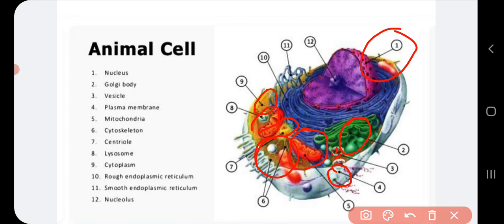This is the cytoplasm, and the rough endoplasmic reticulum is this 10th one, this blue structure. The smooth endoplasmic reticulum is this box-like structure. And the nucleolus is this small structure present in the nucleus, known as the nucleolus. Okay, so these are all the parts of the animal cell.